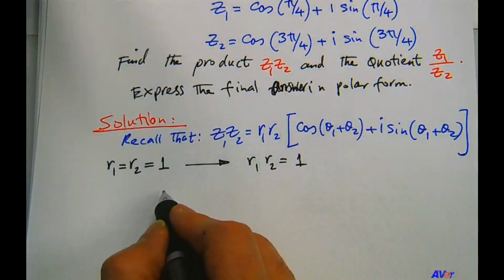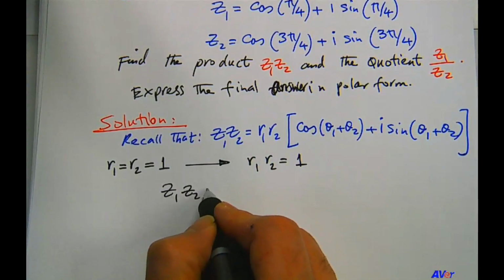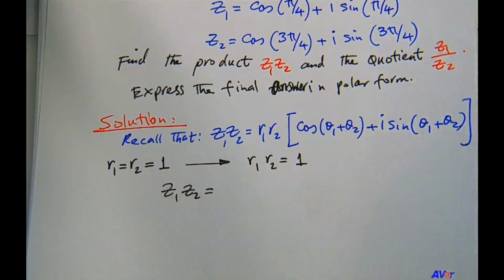So let's write that. We have z1, z2. We'll move this up a little bit.